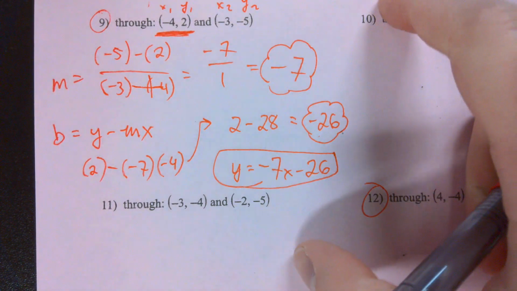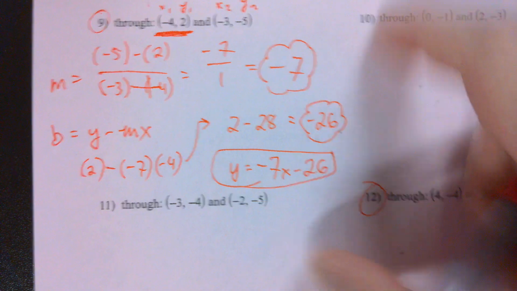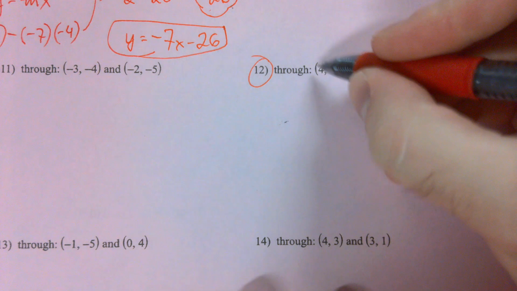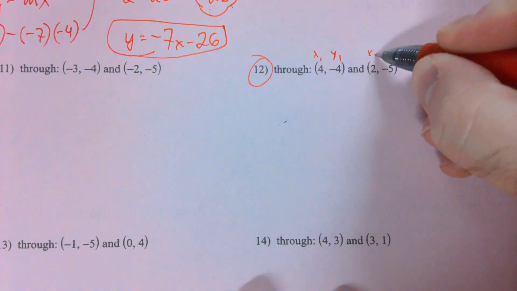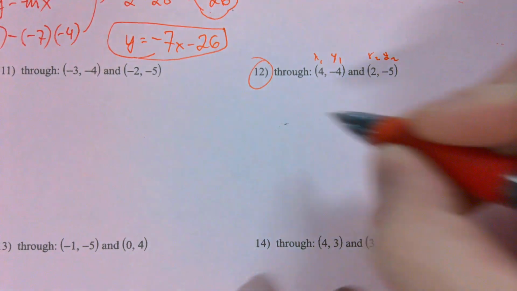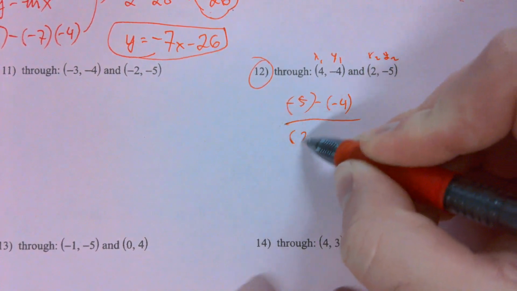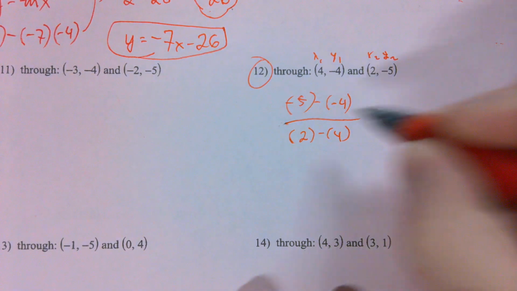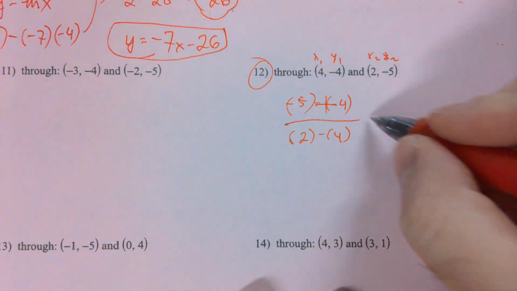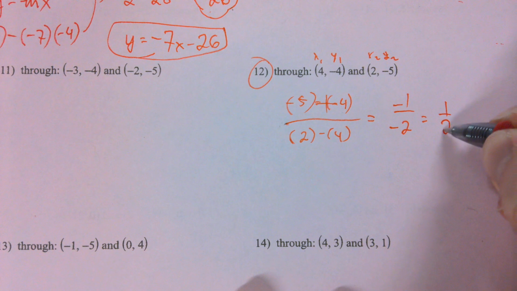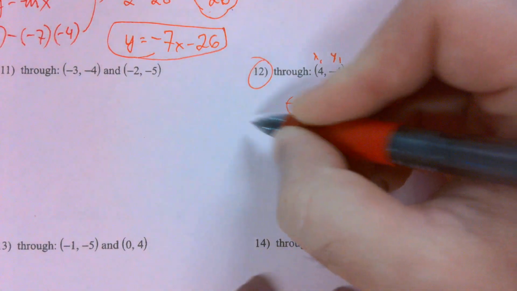Questions I could answer about 9? Okay. Finally, number 12. x1, y1, x2, y2, negative 5 minus negative 4 over 2 minus 4. 2 minuses make a plus. Negative 1 over negative 2 just gives us 1/2.